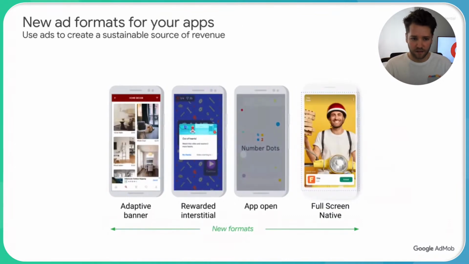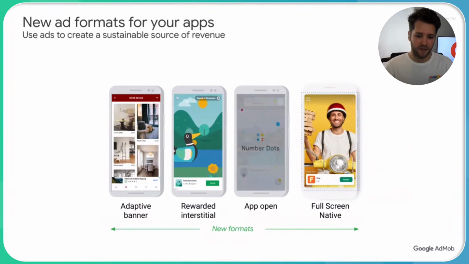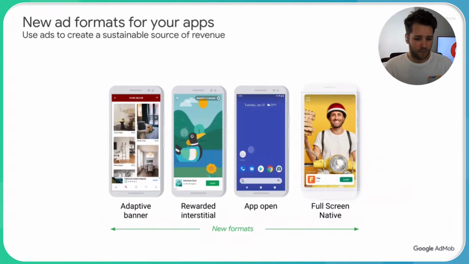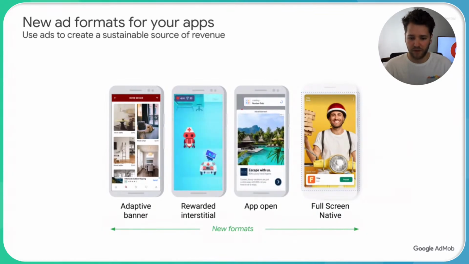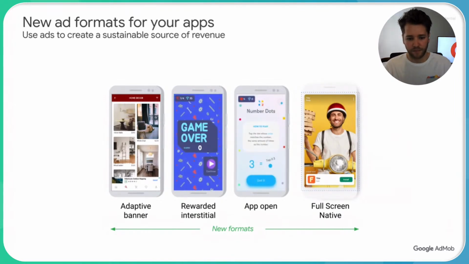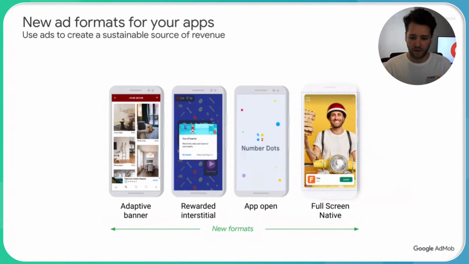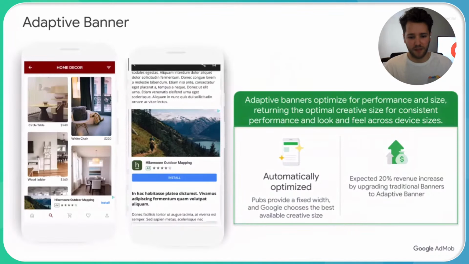And then, for the other category, we have the new formats: adaptive banner, rewarded and interstitial, app open, and full-screen native. Most of the new formats are only available in the Admob tool, and I will deep dive a bit more into what these new formats are.